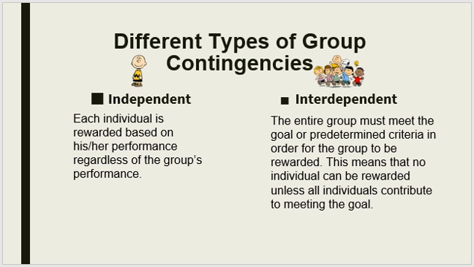As I mentioned, there are three types of group contingencies, but for this presentation, we are only going to focus on independent and interdependent. In an independent group contingency, all members of the group are presented with a contingency, but each individual who meets the criteria is rewarded based on his or her own performance, regardless of the group's performance. Independent group contingencies are commonly used in conjunction with token economy and group contracting. In an interdependent group contingency, all individuals must contribute to meeting the goal, and the group must meet the goal or a predetermined criteria in order to receive a reward.